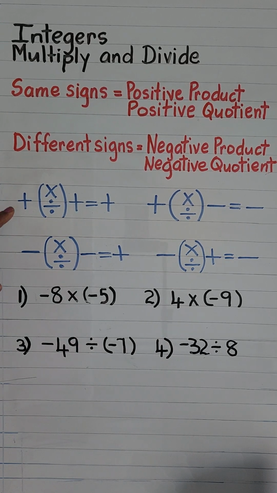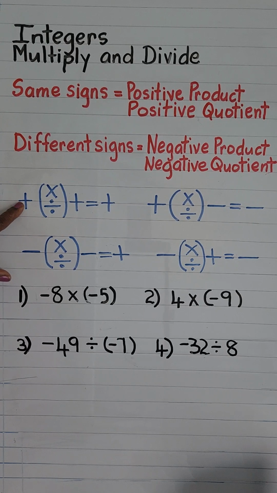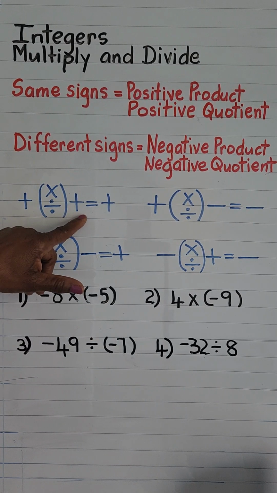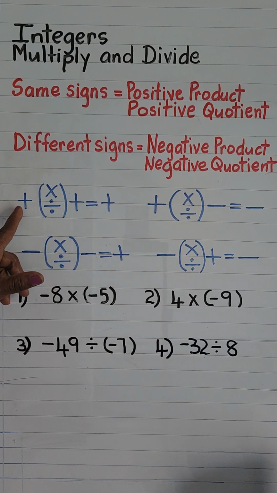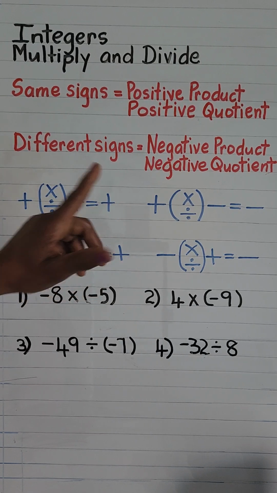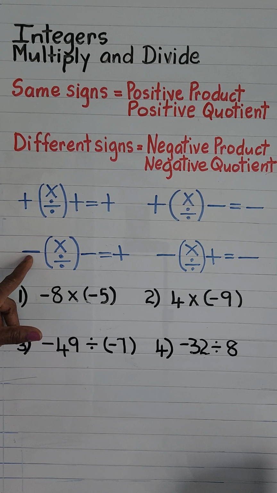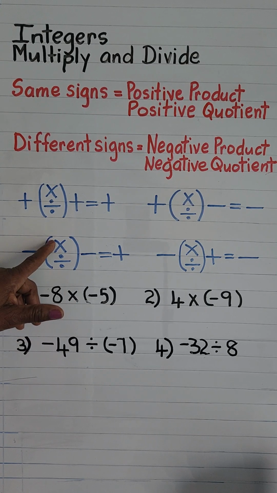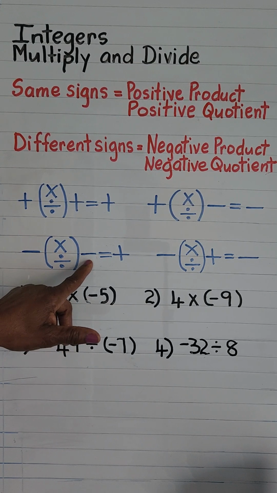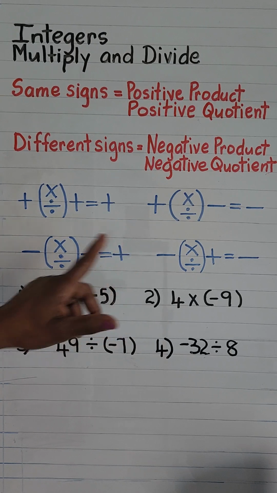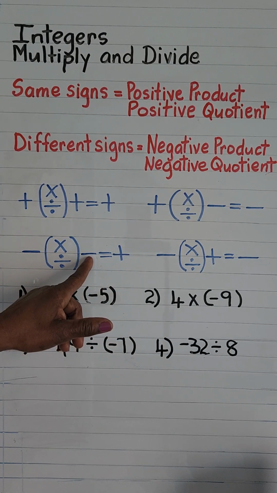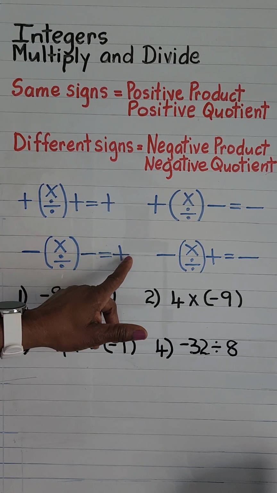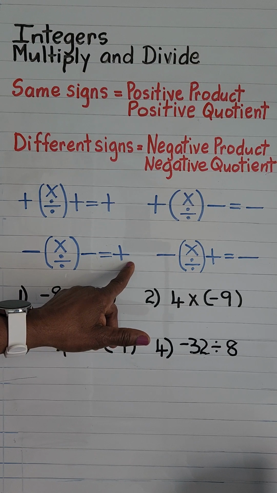That is, positive times or divided by positive is equal to positive. Same sign, positive result. Negative times or divided by negative is equal to positive. Same sign, multiply or divide, positive result.